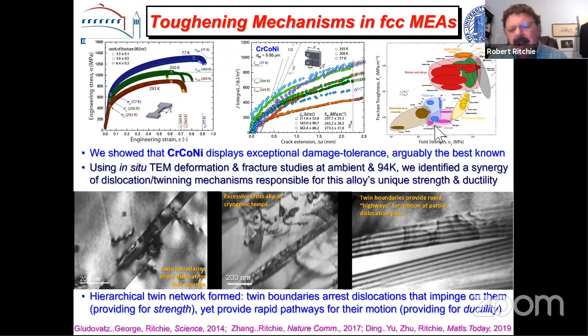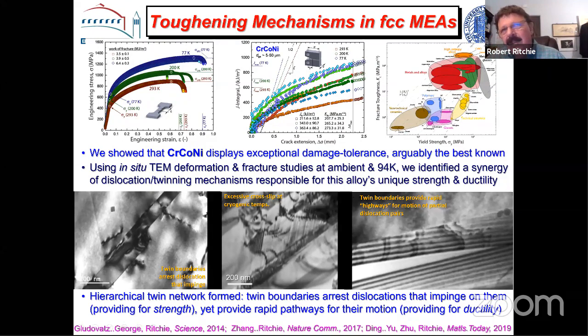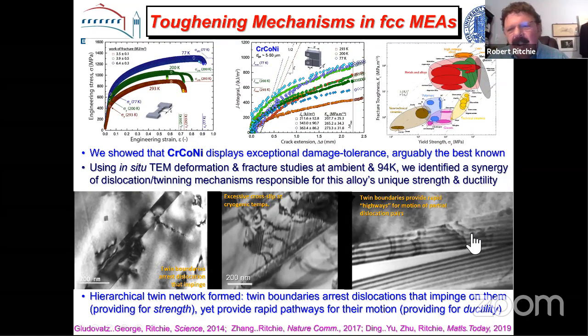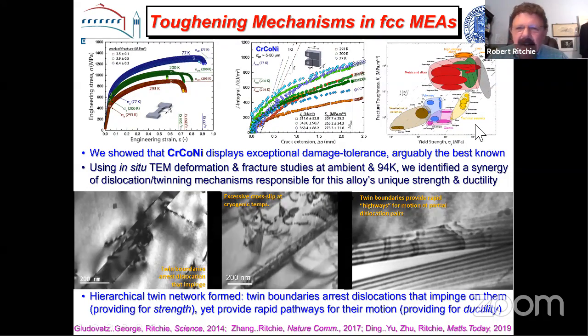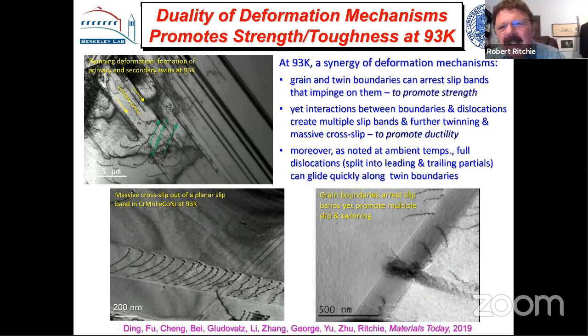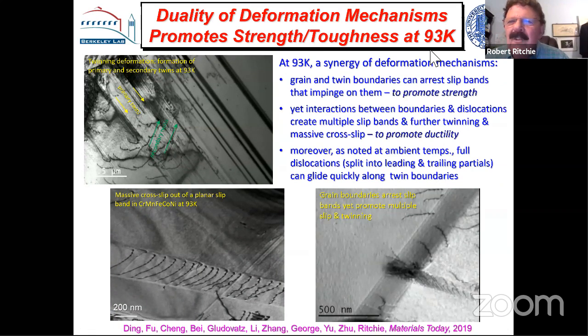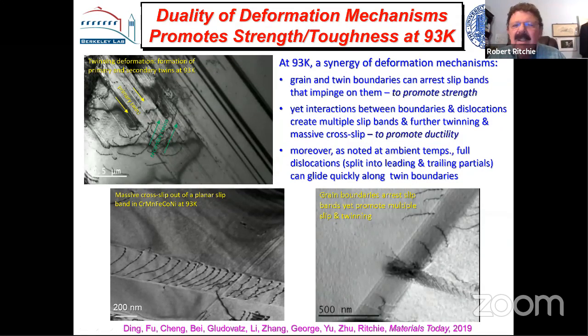By the way, this is some of the microscopy done by Yu Chien at Zhejiang University, who used to be a student at Berkeley. Very nice microscopy. She did microscopy at liquid nitrogen temperatures, or near liquid nitrogen temperatures, at 93 K. And you see these mechanisms operate at these very low temperatures.